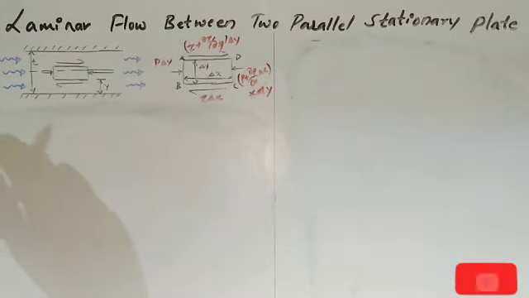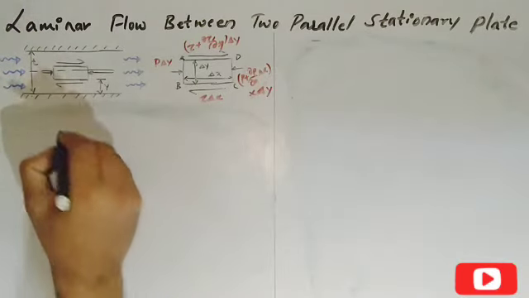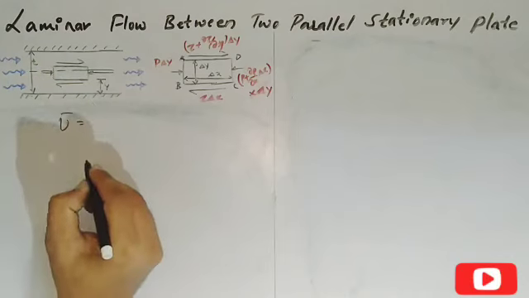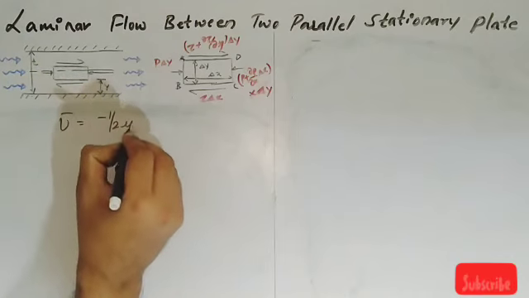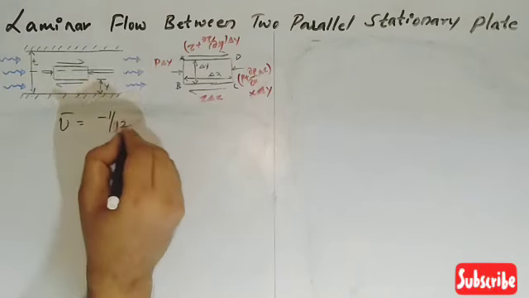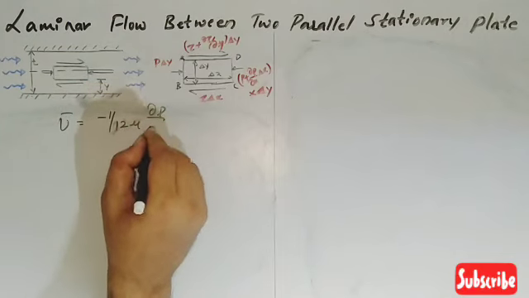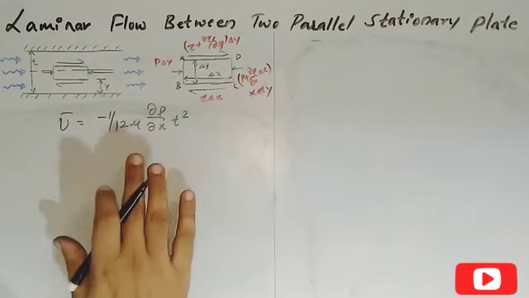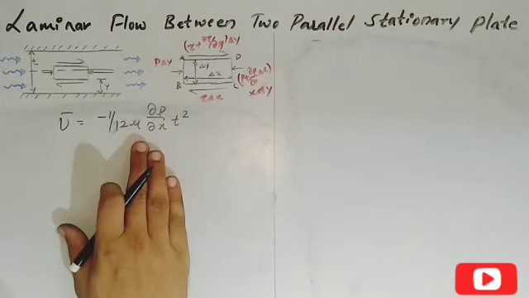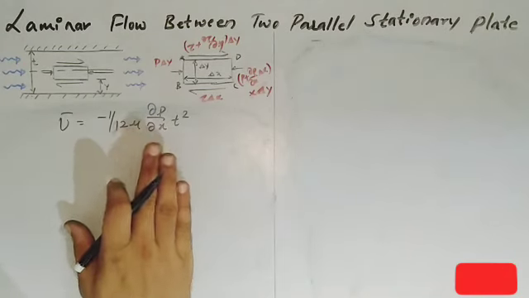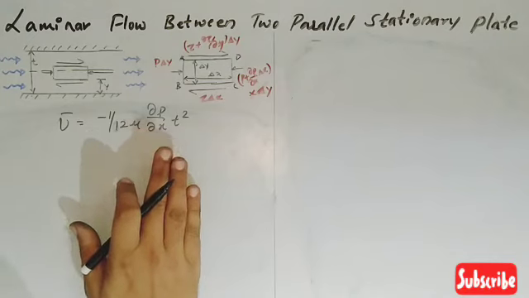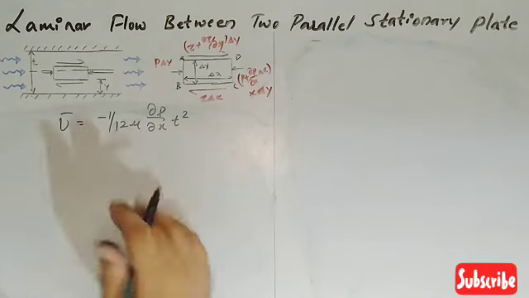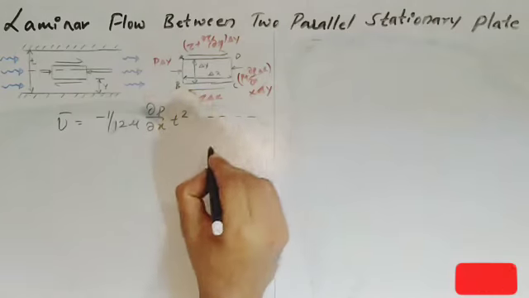Now, the average velocity u bar is equal to minus 12 mu dou p by dou x into t square. So we integrate this average velocity with respect to x for some specified length. Okay, so I will just draw it.